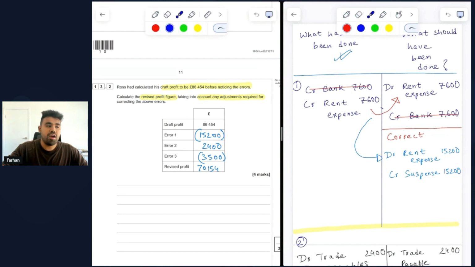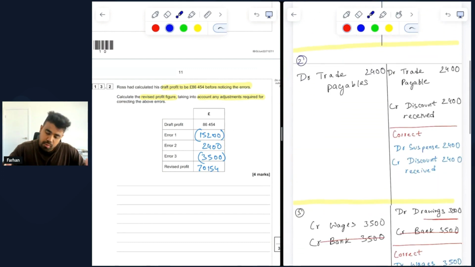Okay, what about error number 2? So when it comes to error number 2, we have credited discount received by £2,400. Discount received stands for other income, and by default, all income is credit, and that is the main reason behind why we are crediting discount received by £2,400 here. So if income is going up, then your profit should go up. So that is why when you want to fix the second error, you'll have to show 2,400 as a positive figure, which reflects the fact that this is being added to the previous calculations.